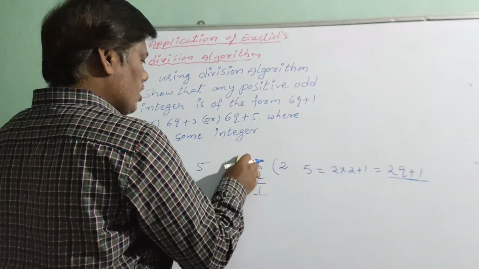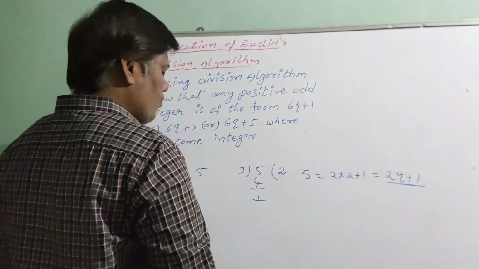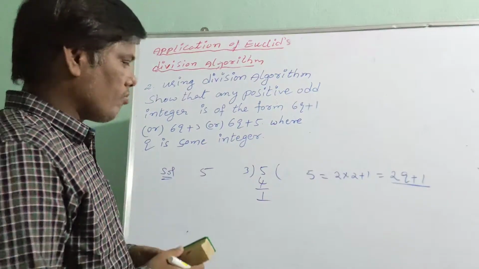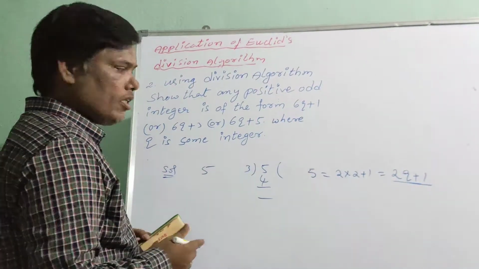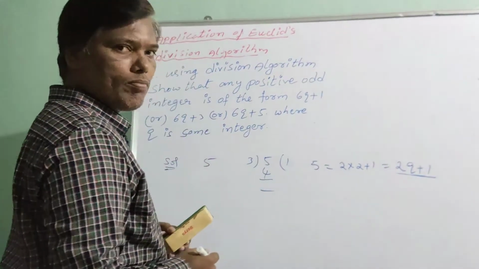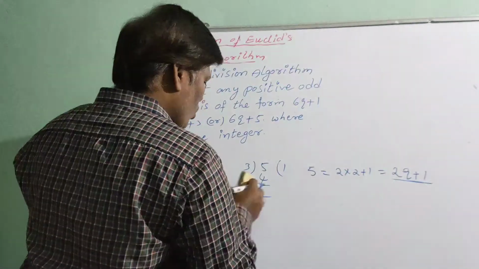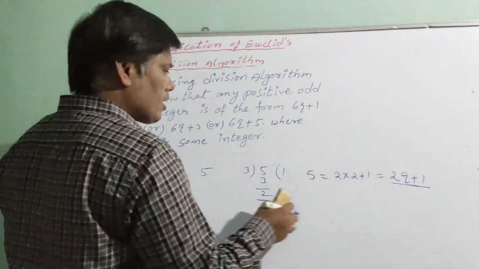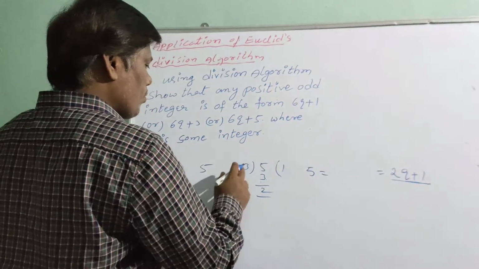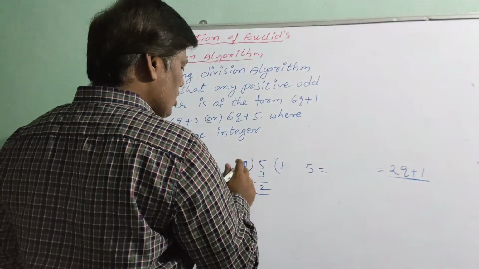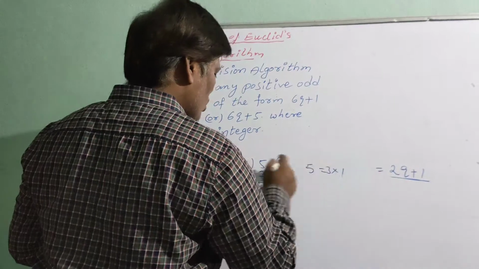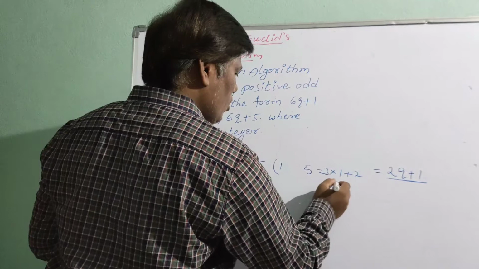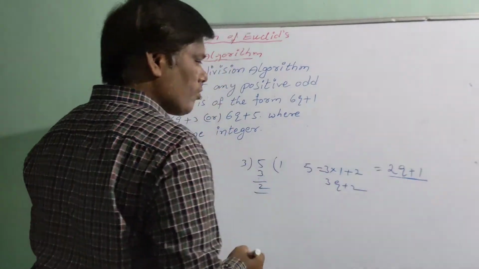Same number, instead of dividing by 2, if you divide the number by 3, that is, if you change the divisor, what will you get? 3 1s are 3. If you subtract 3 from 5, what will you get? The remainder is 2. In this case, how can you write this number? Dividend is equal to divisor into quotient, 3 into 1 plus remainder 2. Now it is in the form of 3 into some quotient plus remainder.